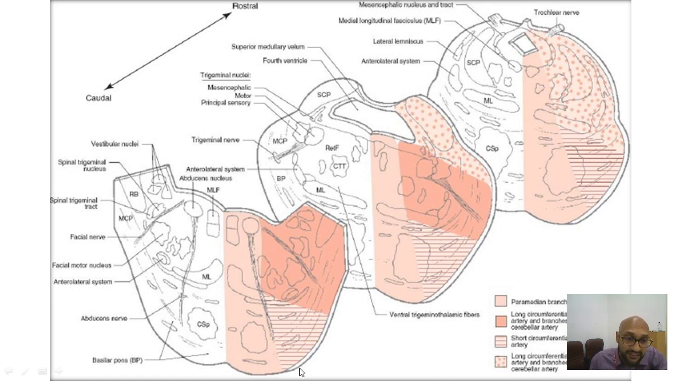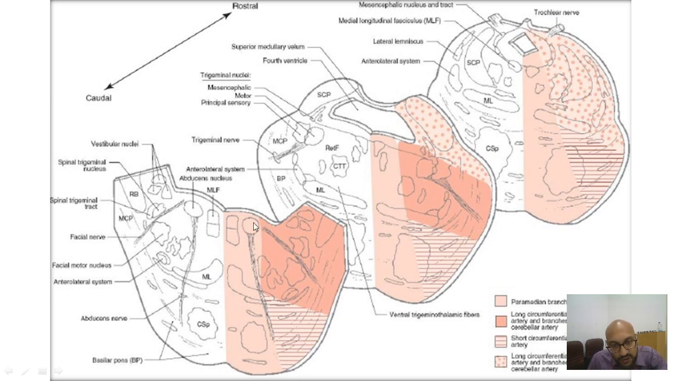And therefore, in this region, in the floor of the fourth ventricle, part of the medulla, you can understand that this lateral part, which contains the facial nucleus and the fibers of the facial nerve that are coming out, is actually supplied, you can see this, the solid orange color, by long circumferential branches of the basilar artery and branches of the anterior inferior cerebellar artery.